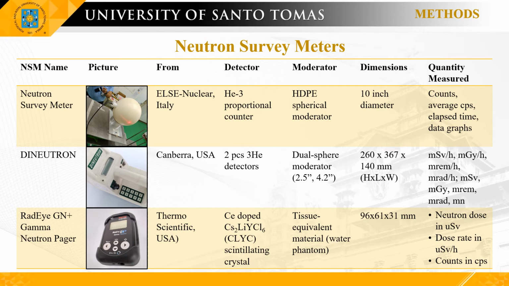The last one is the Rad-Eye Neutron Pager from Thermo Scientific, USA, with a cesium-doped CLYC scintillating crystal detector. Its modifier could be a tissue-equivalent material like a water phantom, according to its manual, with dimensions 96 by 61 by 31 millimeters. The selected unit is microsievert per hour.